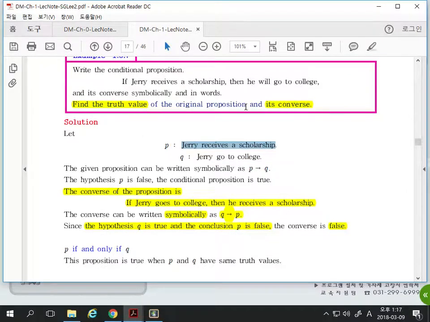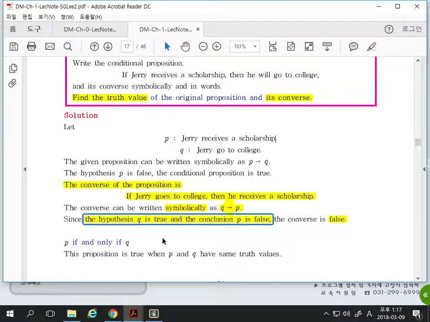Okay, next, find the truth value of its converse. If the hypothesis Q is true and the conclusion P is false, then the converse is false. And if the hypothesis is false, then the conditional proposition is always true.